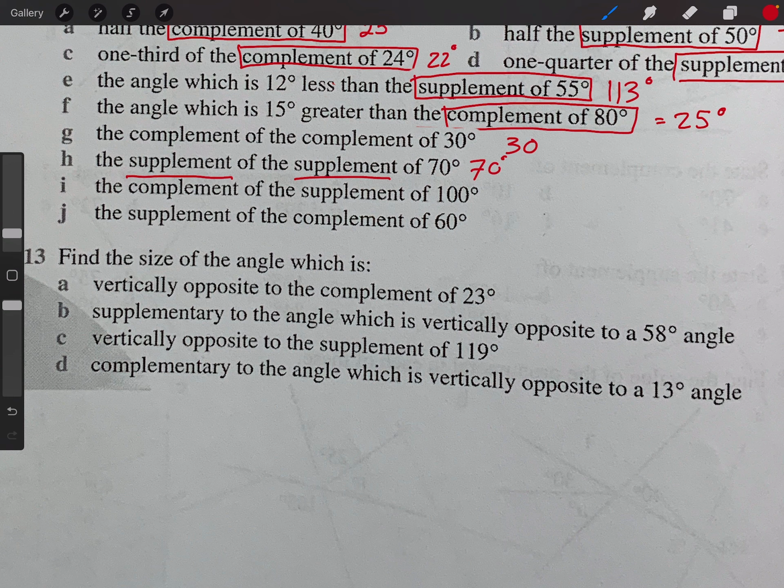It says the complement of the supplement. So let's work out what the supplement of 100 is. Supplement means it adds up to 180. So what adds with 100 to get 180? That'll be 80. So the supplement of 100 is 80. Now they want you to find the complement of 80. So what adds with 80 to give me 90? That'll be 10 degrees.